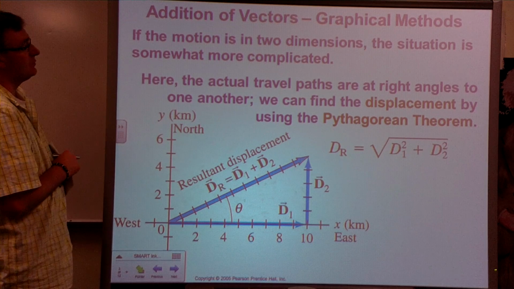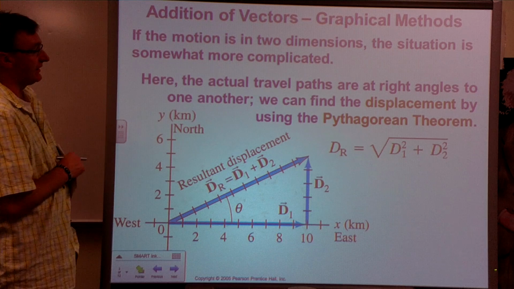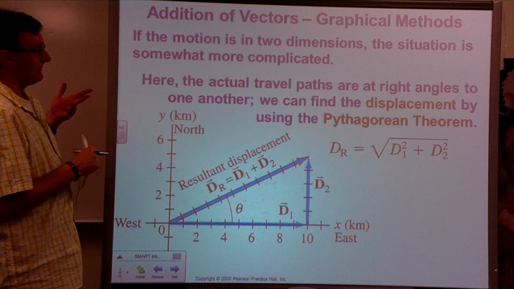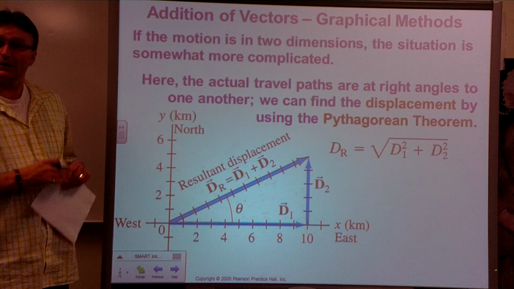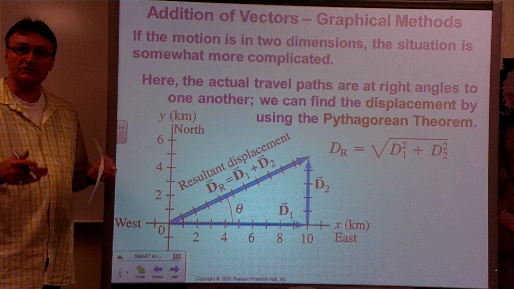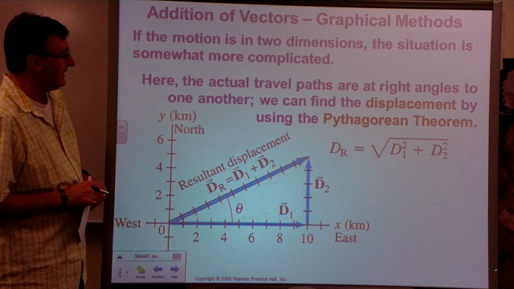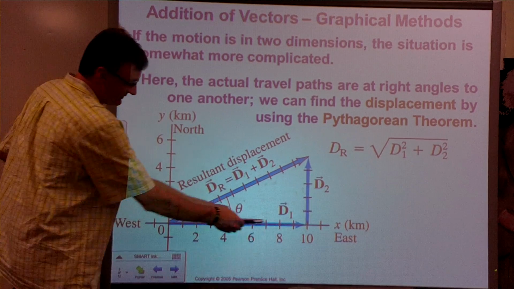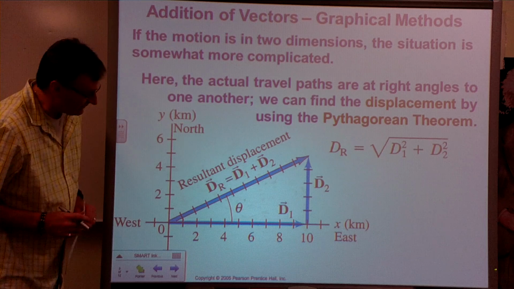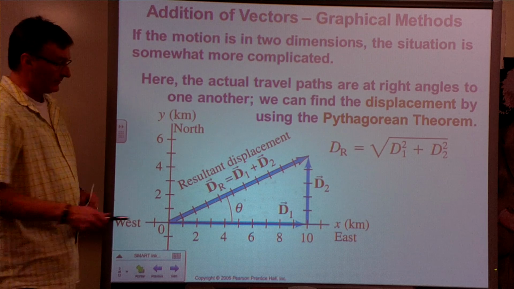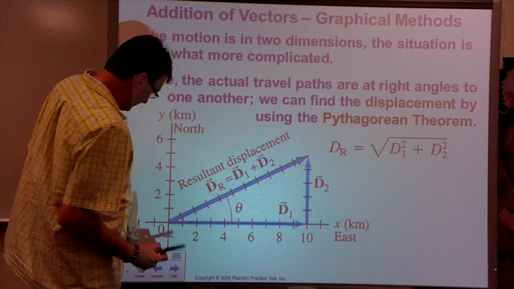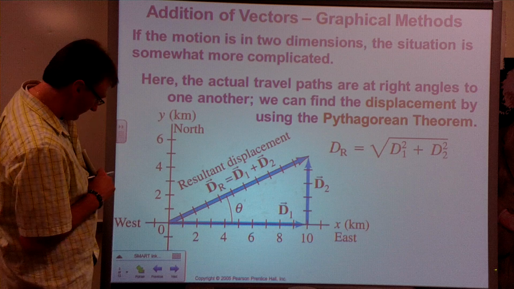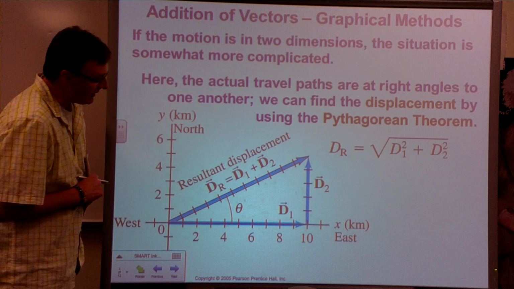Now, we can add vectors together graphically. So if the motion is in 2 dimensions now, then the situation is a little bit more complicated, but not too much, nothing that you haven't seen before. So here's the addition of two vectors. We have vector D1 is 10 kilometers to the east, and we have vector D2, which is 5 kilometers to the north.